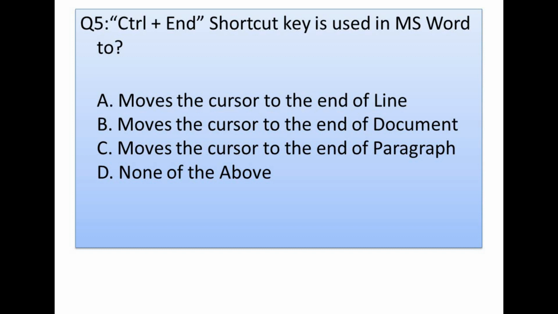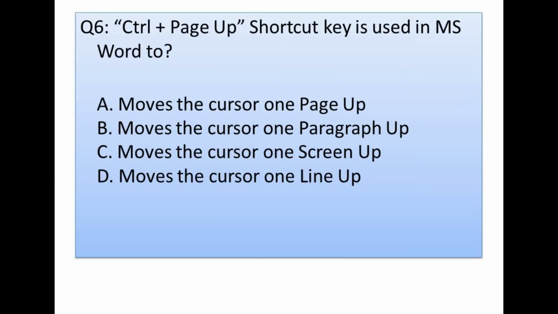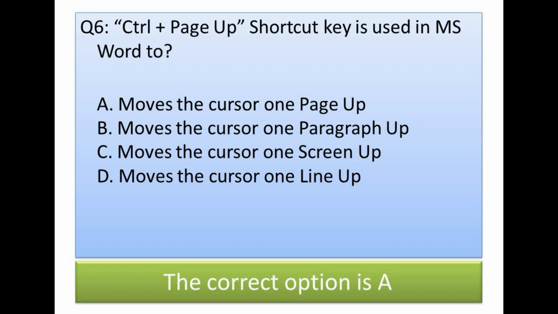Ctrl plus End shortcut key is used in MS Word to move the cursor to the end of the line, move the cursor to the end of the document, move the cursor to the end of the paragraph, none of the above. So the correct option is B. Ctrl plus page up shortcut key is used in MS Word to move the cursor one page up, move the cursor one paragraph up, move the cursor one screen up, move the cursor one line up. Correct option is A.